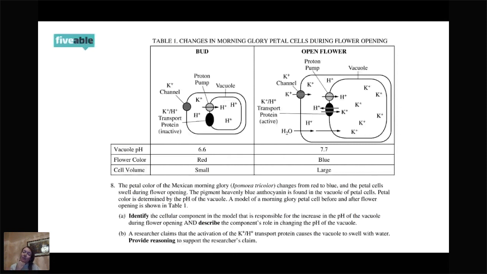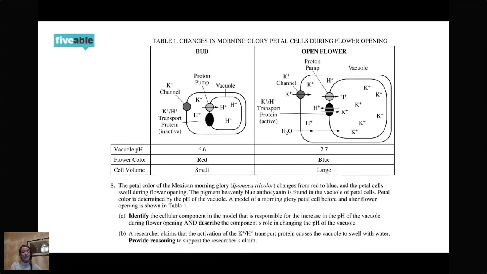So here's where you need to talk about the loss of hydrogen ions. If you lose hydrogen ions, you're getting more basic. But that's easy enough to say based on the KH transport protein. And then lastly, a researcher claims that the activation of the transport protein causes the vacuole to swell with water. Provide reasoning. Okay, so here we can talk about osmosis, which is what we just reviewed.